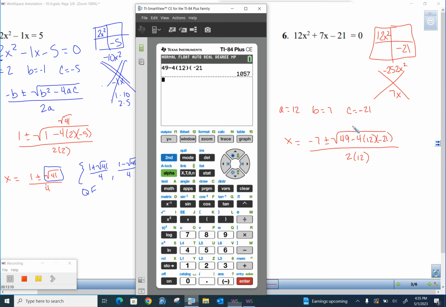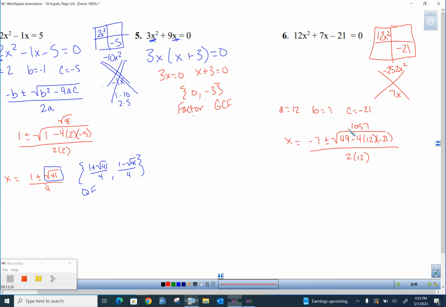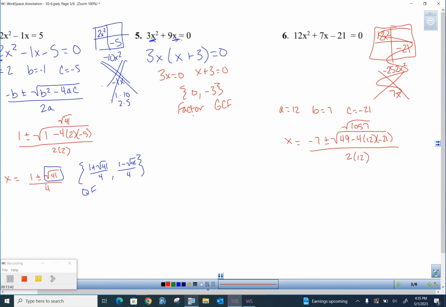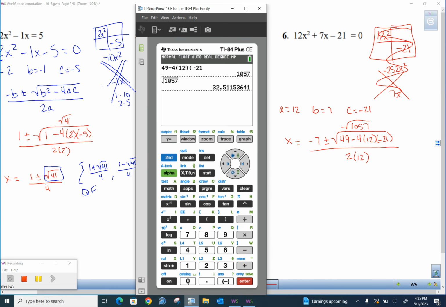Okay, so this one was 1057. And that may be a number that you don't recognize as a perfect square, if it is one. So I'm going to type that in, and that tells me it wasn't. Because this ended up being an ugly number, that means we would have spent forever trying to find factors only to not find them at all. Okay, so it was not factorable in this case.